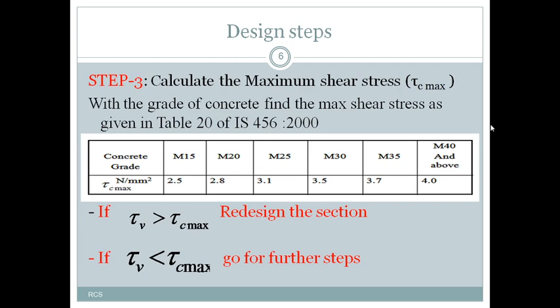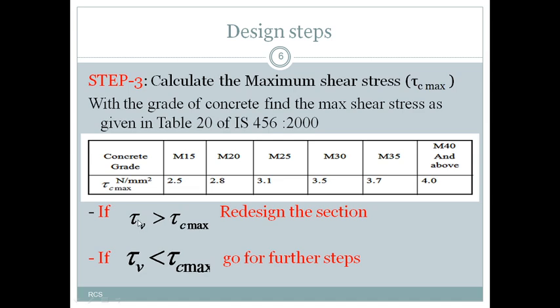Here the maximum shear stress can be calculated according to Table 20 of IS 456-2000. As already discussed, the maximum shear stress of concrete depends upon the grade of concrete. That is, for a particular grade of concrete like M15, M20, M25, M30, M35 up to M40 and above, we have their respective tau C max value. Suppose in the problem it is given that M20 grade concrete, what is the tau C max for that? For M20 grade concrete, the tau C max value will be 2.8 Newton per mm square, and you get some value for nominal shear stress.